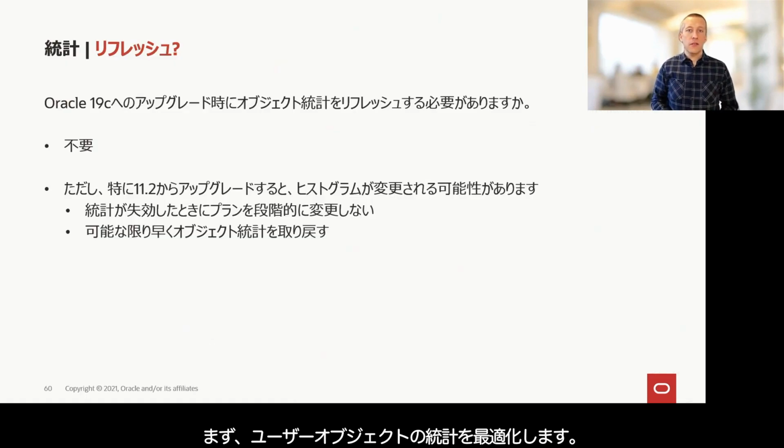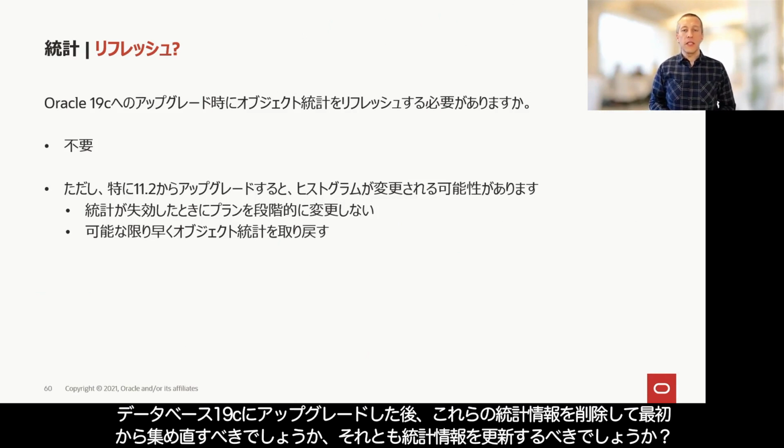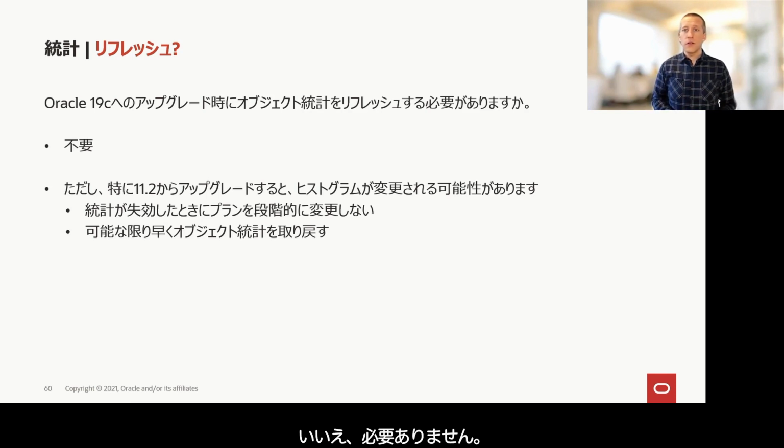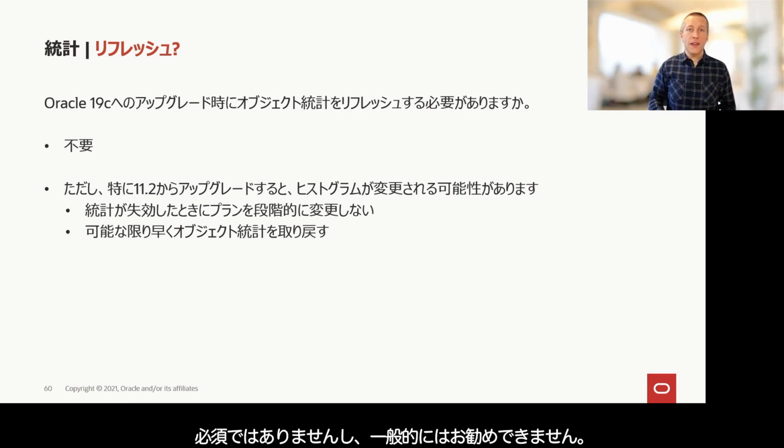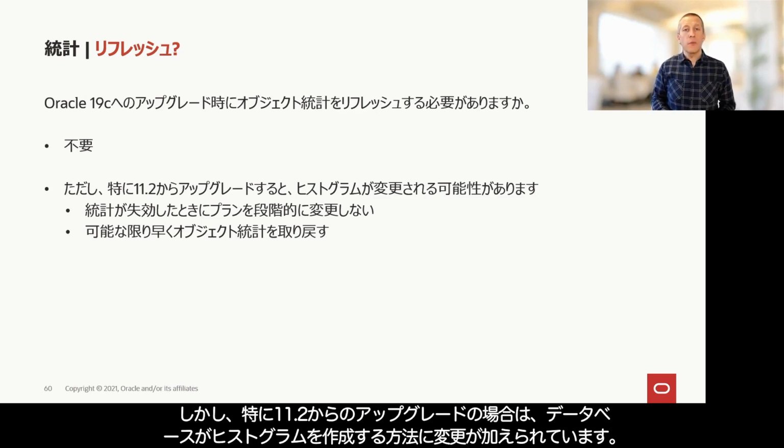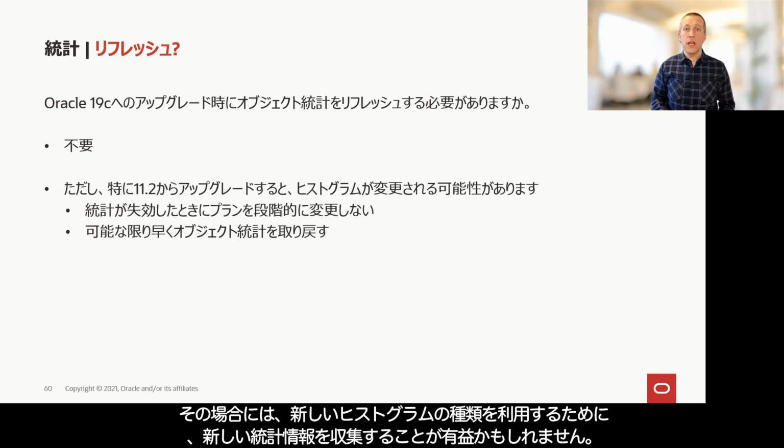First, optimize the statistics on your user objects. After upgrade to DB19c, should you delete the statistics and gather them again from scratch, or should you refresh the statistics? No, not necessarily. It's not required, and it's generally not recommended. But especially if you're upgrading from 11.2, there are changes made to the way that the database creates histograms. In such a situation, it might be beneficial to gather new statistics to benefit from the new histogram types.